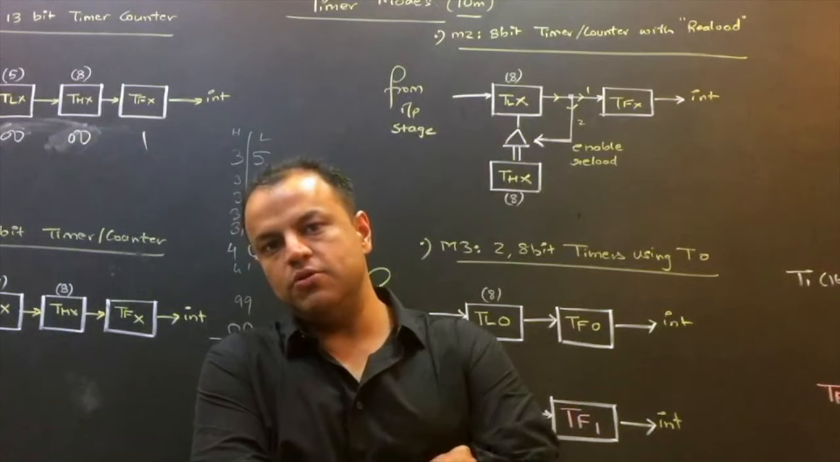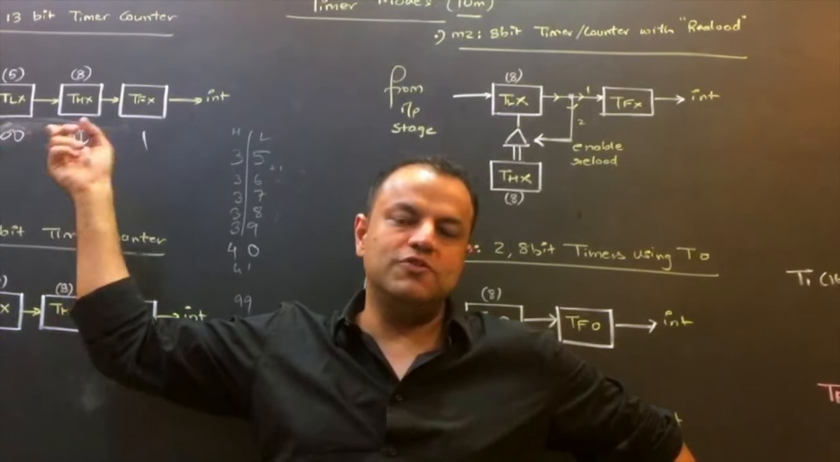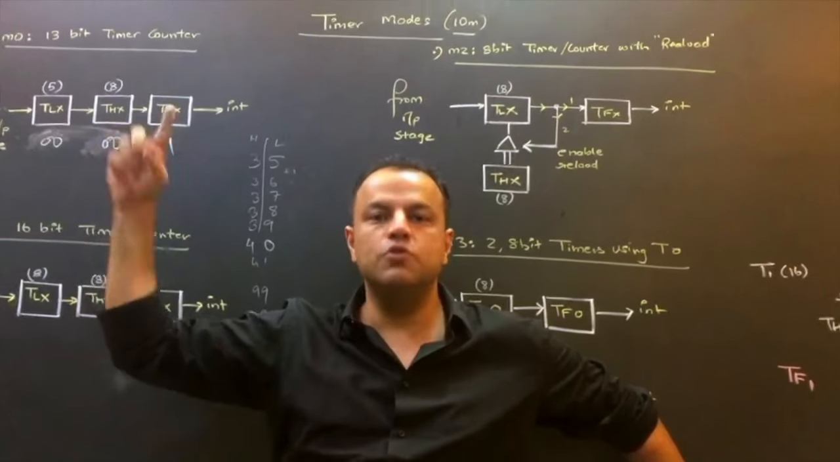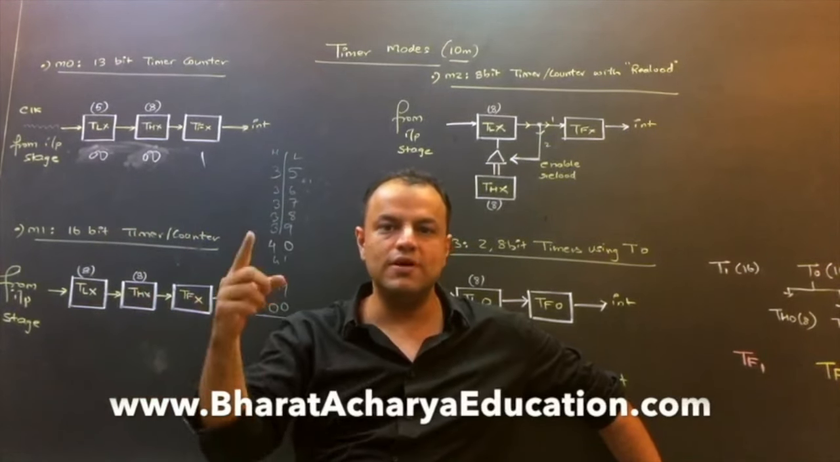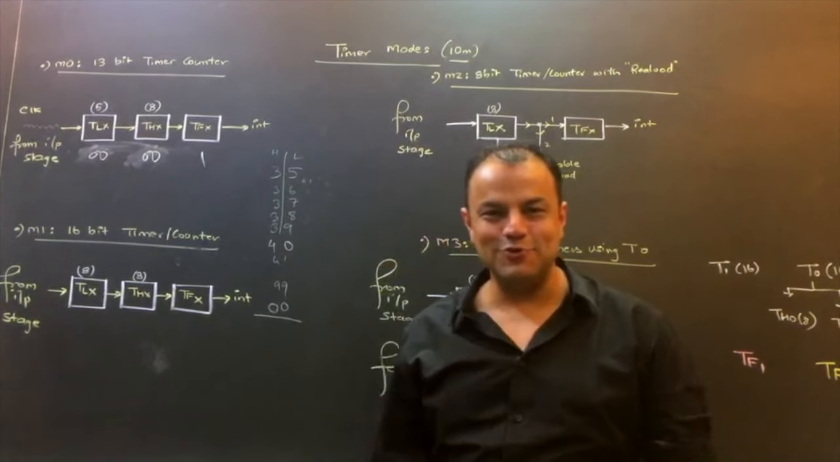So, for the last time, how do you explain this one? On every clock pulse, the lower byte is incremented. When the lower byte overflows, the higher byte is incremented. When the higher byte overflows, the overflow flag becomes 1. We get an interrupt. We go to the ISR. As you go to the ISR, the flag automatically becomes 0. Did you understand this? I just went so fast because you already know it.